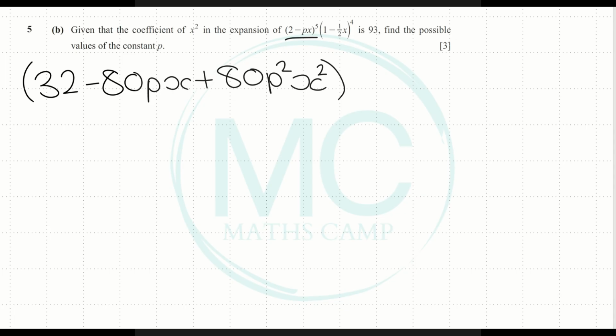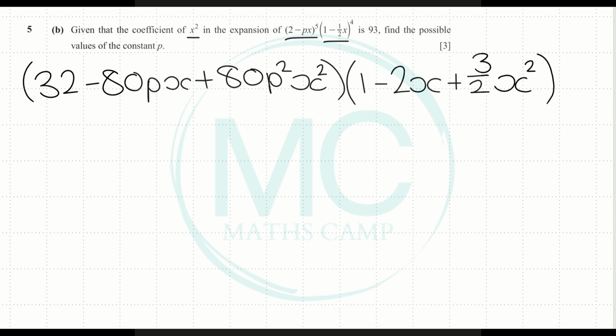In part A2, we found the first 3 terms for the expansion of this bracket: 1 minus 2x plus 3 over 2 x squared. And we can use these terms to help us with this question. The question says the coefficient of the x squared term is 93. So in this case, we need to expand the two brackets only for x squared terms.